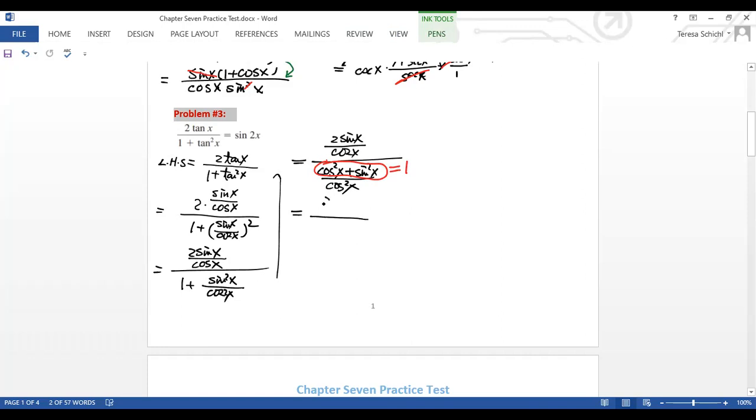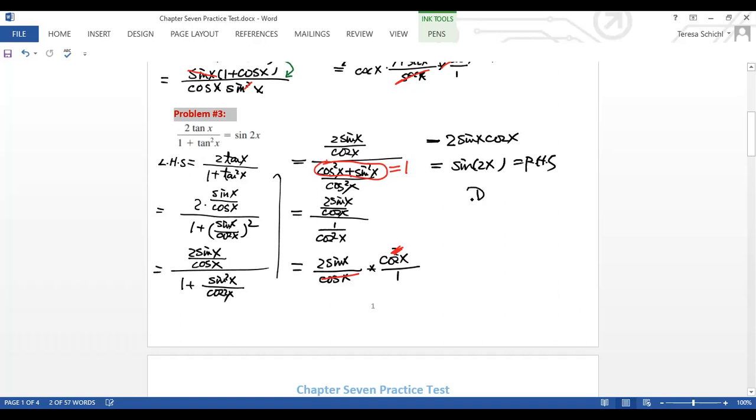Okay, so now I have 2 sine x, cosine x, then 1 over cosine square x, simplify the fraction. So it's 2 sine x, cosine x, flip, right? So you flip to cosine square x over 1. Wow, let's see here. Anything I can cancel? Oh yeah, cosine, cosine, I can cancel out this square. After I cancel that, I have 2 sine x, cosine x. Oh, double angle formula. So it is equal to sine what? 2x is equal to my right hand side. So done, right? So the proof is done.